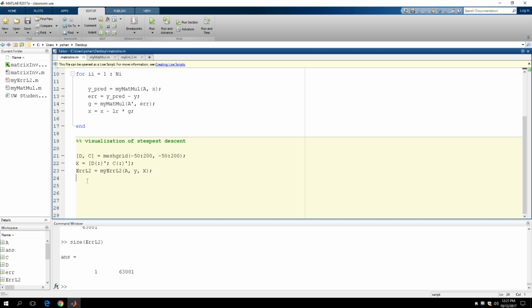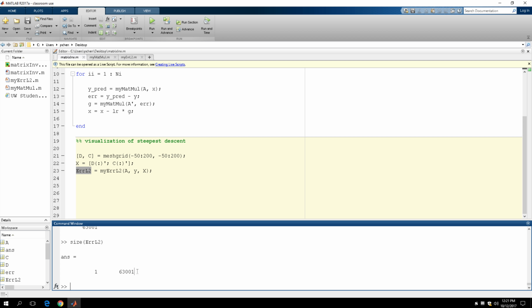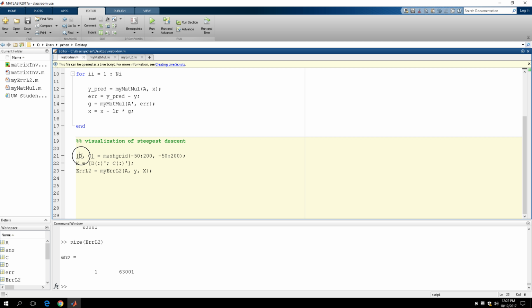But in order to actually visualize it, we still have to convert this 1 row, this many column vector, into a two-dimensional matrix that has the same dimension as D and C, right? We need to actually map this one-dimensional vector into a two-dimensional mesh. Then we can visualize it, right? So now let's change the dimension of it. So how are we going to change the dimension of it? Let's come up with another variable name, ER_L2 2D.